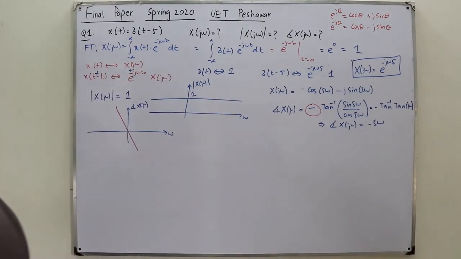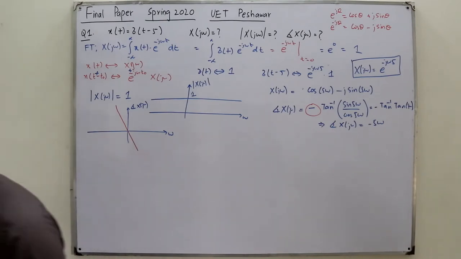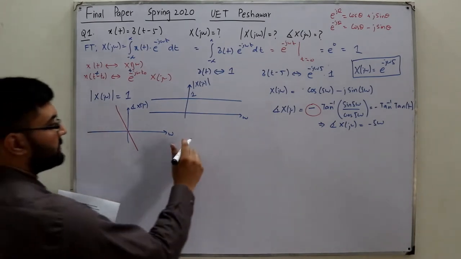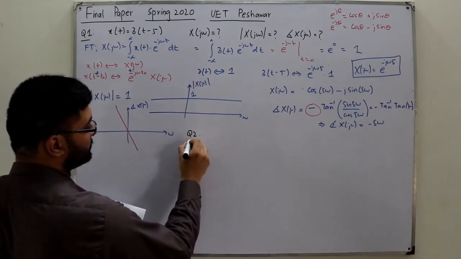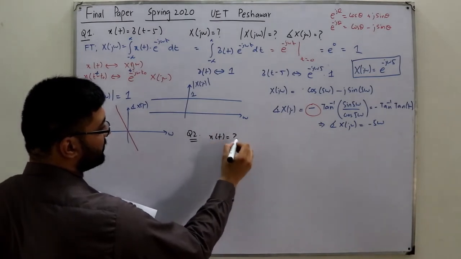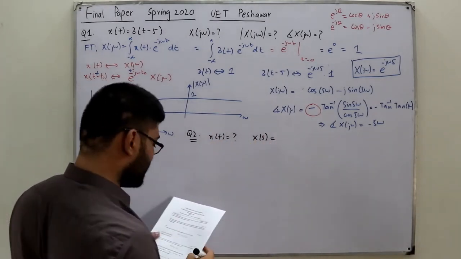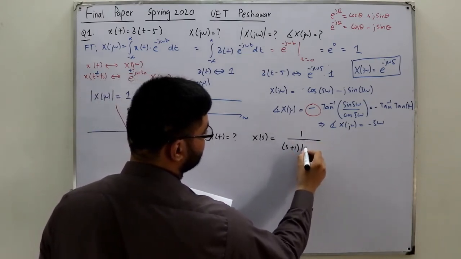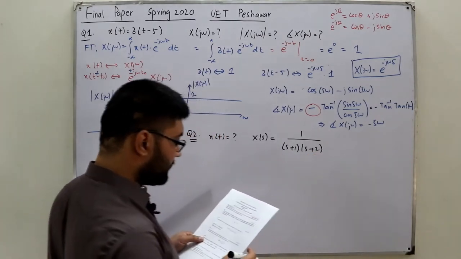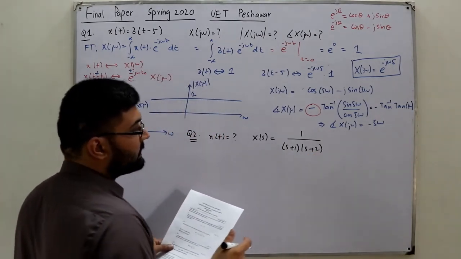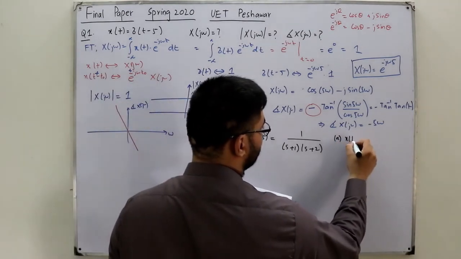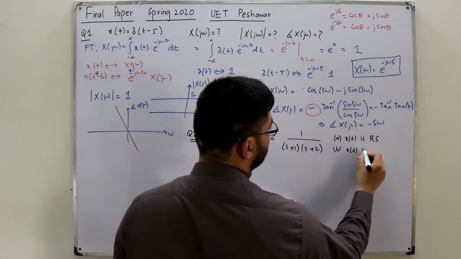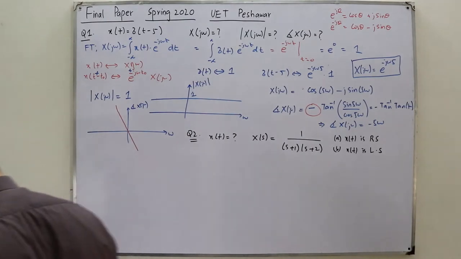Second question, question number two is, determine X of t for the following condition if X of s is given by 1 over s plus 1 into s plus 2. So let me write the question over here. So this is a Laplace transform question. And conditions are given. Number a, X of t is right sided. Number b, X of t is left sided. So let's come to it again.